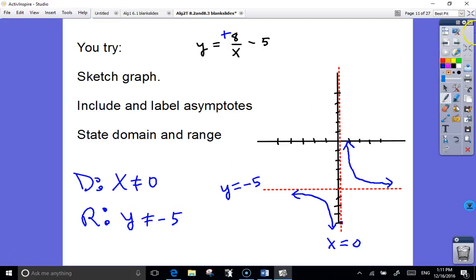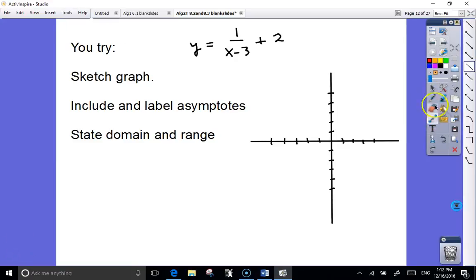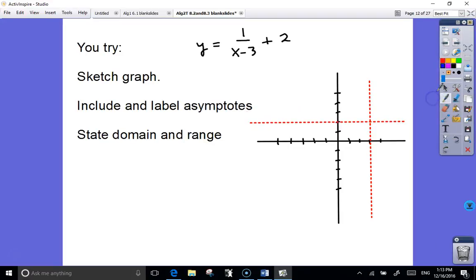Okay, I think you got another one. Try that one. So where should I draw the vertical asymptote? X equals 3, right? Make sure you use the variable. Where should I draw the horizontal asymptote? +2. Okay, so label y equals 2, x equals 3.